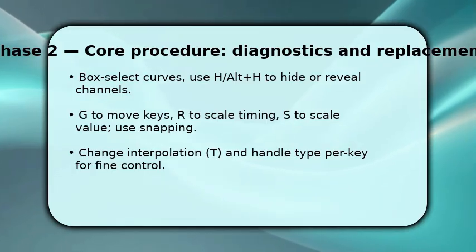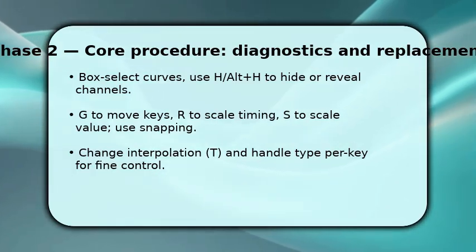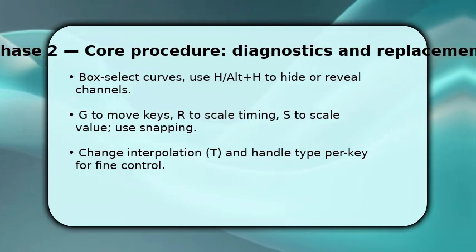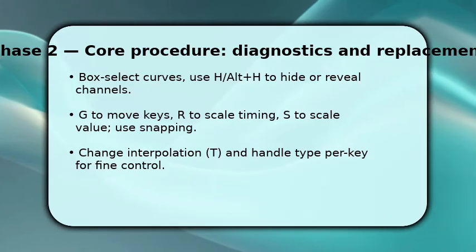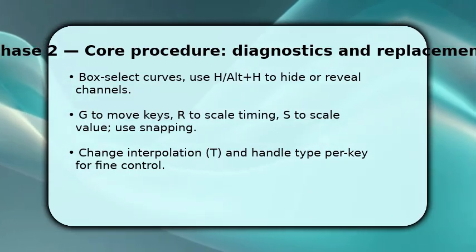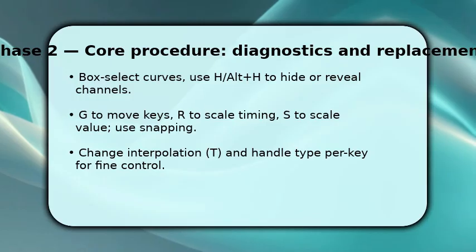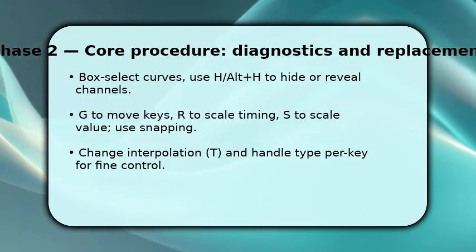Isolate the specific F-curves you need to fix, hiding others with H so you're not distracted. Select keyframes with box select and move them with G to shift timing, use R to scale a group's timing, and S to scale values. Combine with snapping to frames when precision matters.